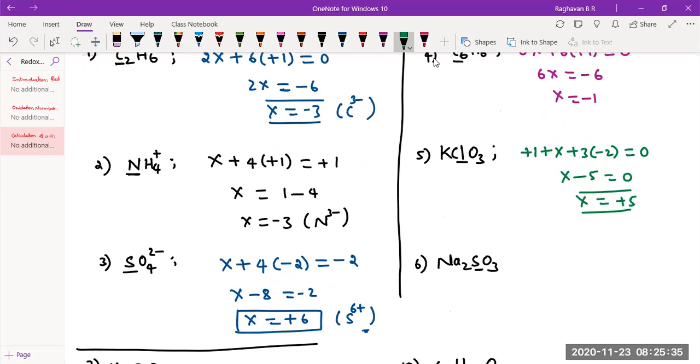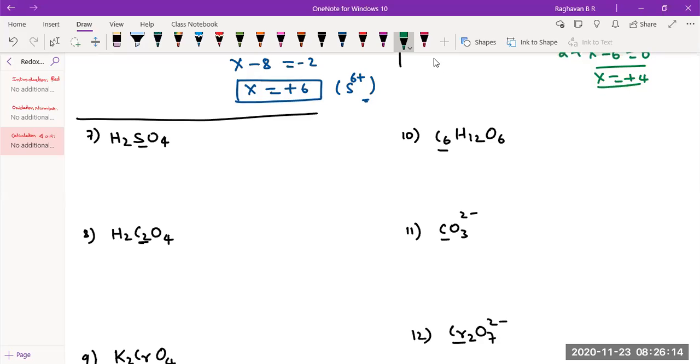Now we'll calculate for sulfur. 2 into sodium, is it plus 1 or plus 2? Plus 1. 2 into plus 1 plus sulfur x plus 3 into minus 2 is equal to 0. So 2 plus x minus 6, so x minus 4. So x is equal to plus 4. As simple as that. Correct? We'll take it next.